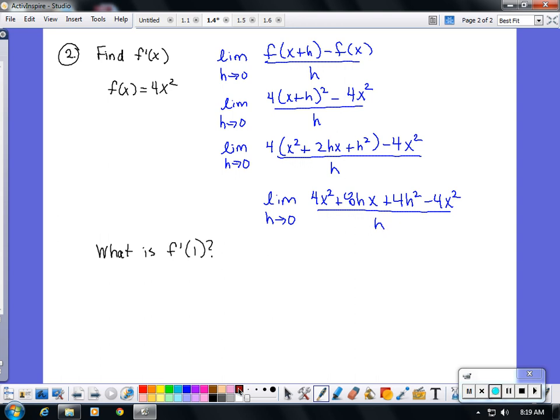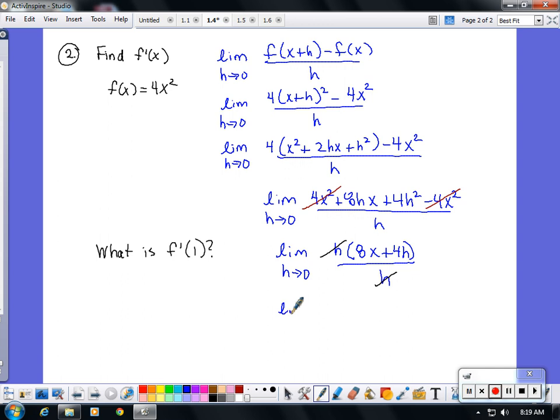Cancel out some things that are in common. We want the h to disappear, so I really want the h on top to cancel with the bottom h. I'm going to pull out h. You're left with 8x plus 4h. Again, if you redistribute, you'll get 8hx, and you'll get 4h times h is 4h squared. So now these h's can cancel.